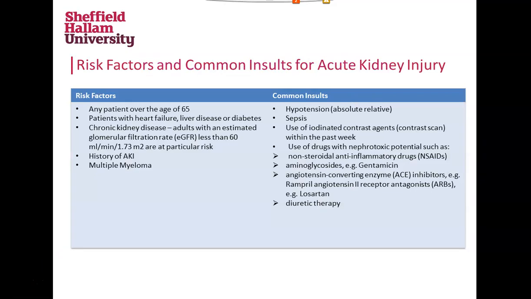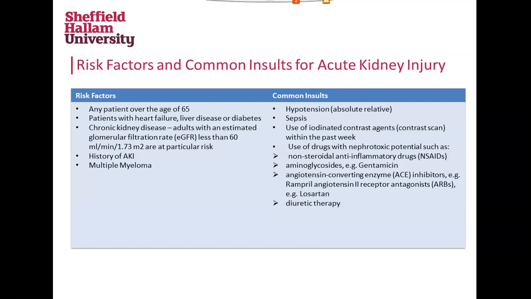So risk factors for an acute kidney injury and some common insults. We'll come on to that side in a moment. So if we start over on the risk factor side of this slide, you can see there are quite a few things that you can be thinking about even when you're admitting a patient or your first contact with them that can make you think in your head, is this patient at risk of an acute kidney injury? So firstly, a risk factor would be age. If the patient is over the age of 65, they are at risk of having an acute kidney injury.